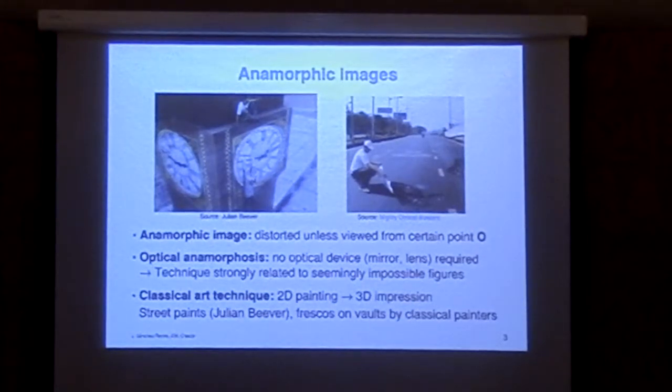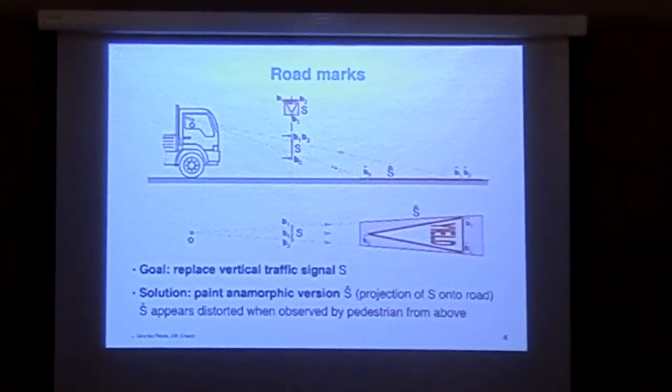In fact, they can be used to slow down traffic. You see those fake potholes, and road marks are a very nice example of those anamorphic images. If for some reason you want to replace a vertical traffic signal, a yield or a stop signal, for whatever reason, what you do is just project the desired view onto the road. So you paint an anamorphic version, the sibling, as the projection of the original road signal. And of course the signal appears distorted when it is observed by a pedestrian who is just above it, but for the truck driver, it's okay.